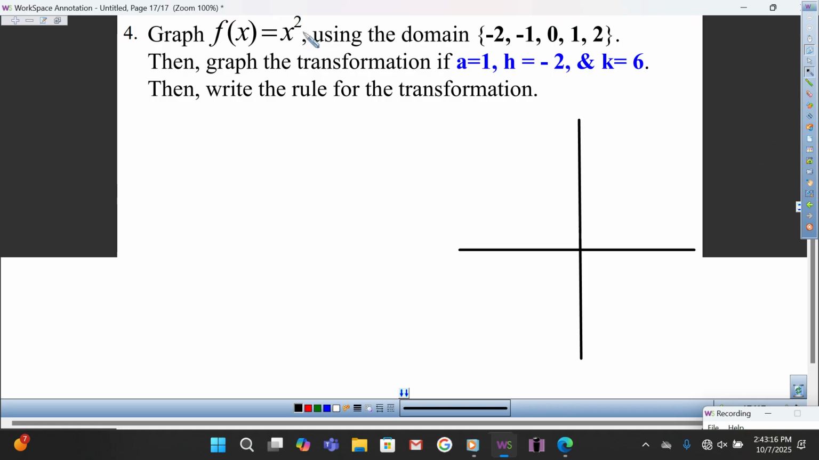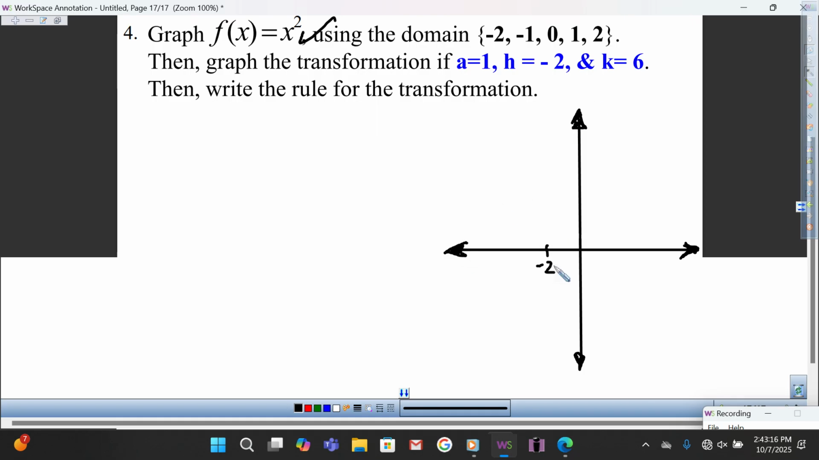All right, tell your neighbor the 5 points for f of x equals x squared. So we can start graphing that one. What are my first 5 points? Tell your neighbor, and then Alejandro's going to enlighten us. First 5 points. By now you should be experts at that one, right? All right, Alejandro, 5 points.